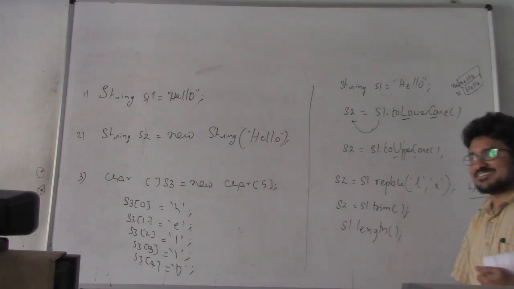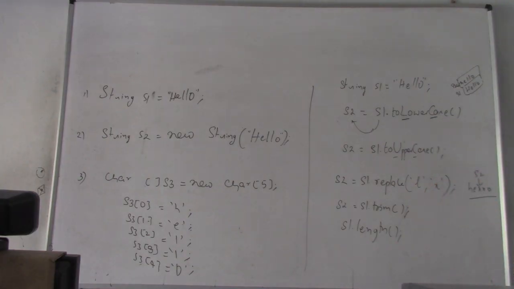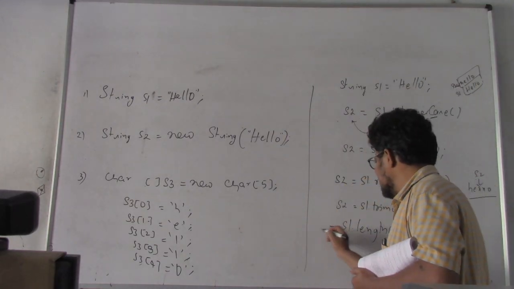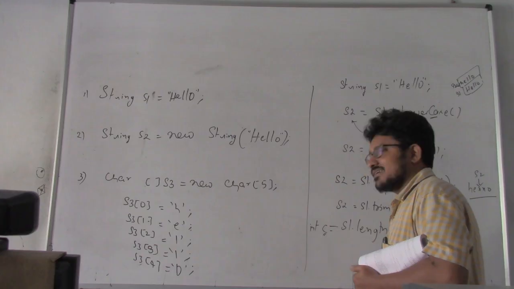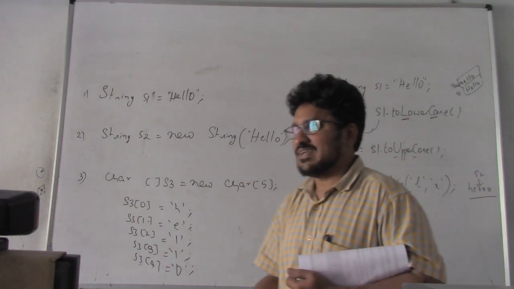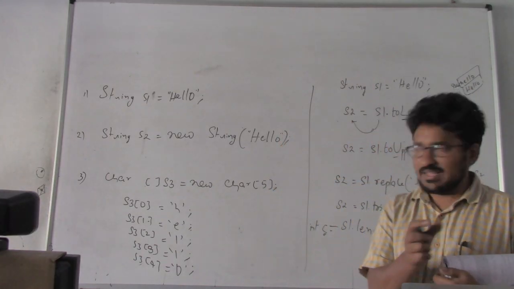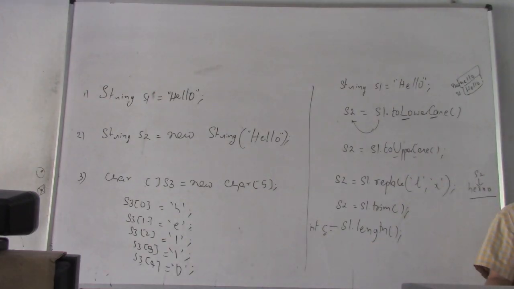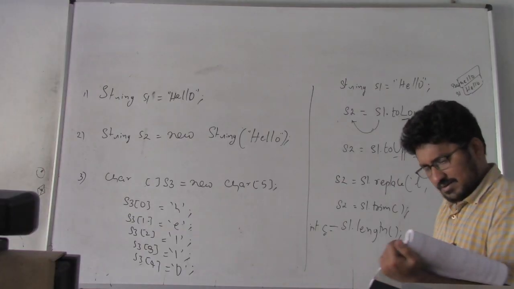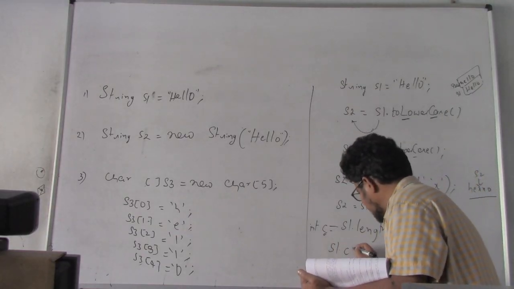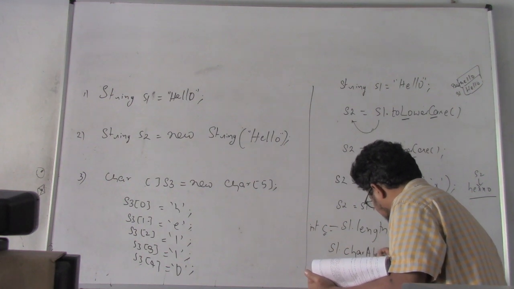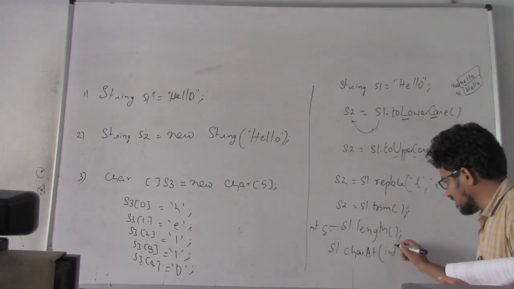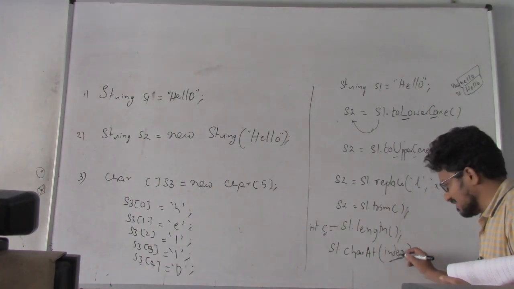What happened? S1 dot length. Using the length method, can we modify the characters? No. It simply returns an integer. Length is completely predefined and completely lowercase. Length gives the number of characters of the string. Similarly, S1 dot charAt some position, an index. I am giving it an index, meaning some value.